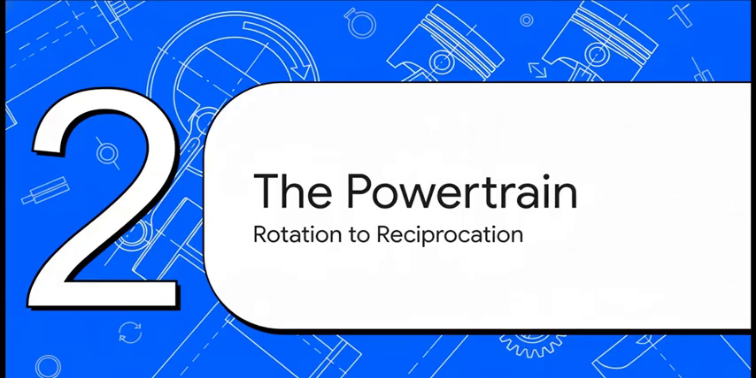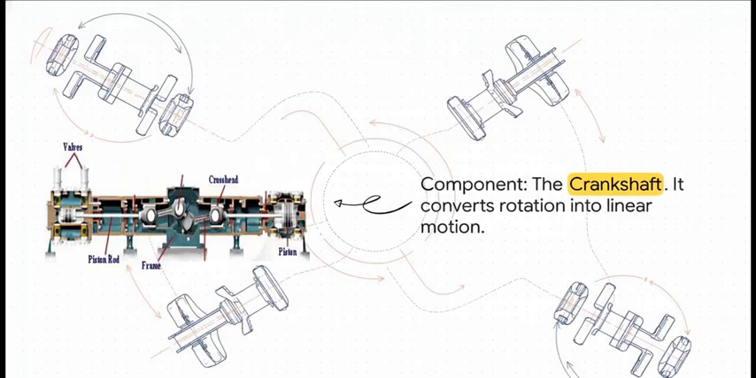Okay, first up, the powertrain. The entire goal of this section, its whole reason for being, is to convert a simple spinning motion into a really powerful, perfectly straight back-and-forth movement. It all begins right here, with the crankshaft.